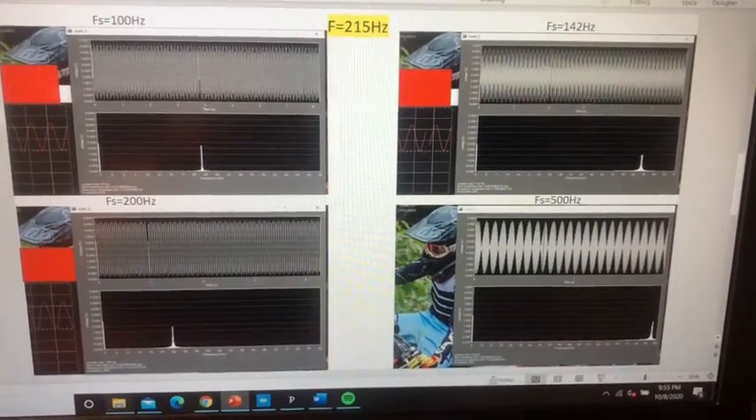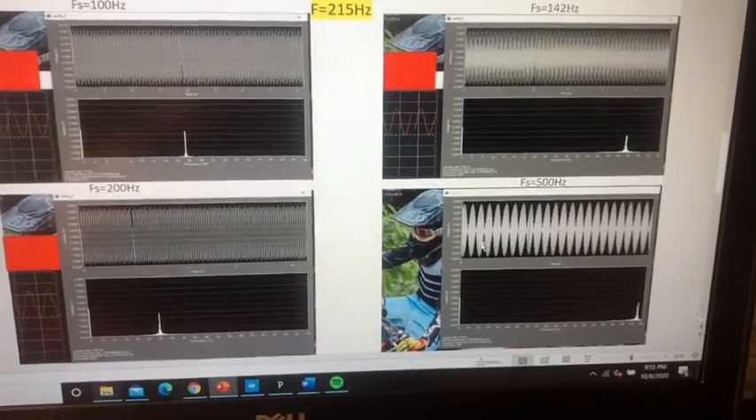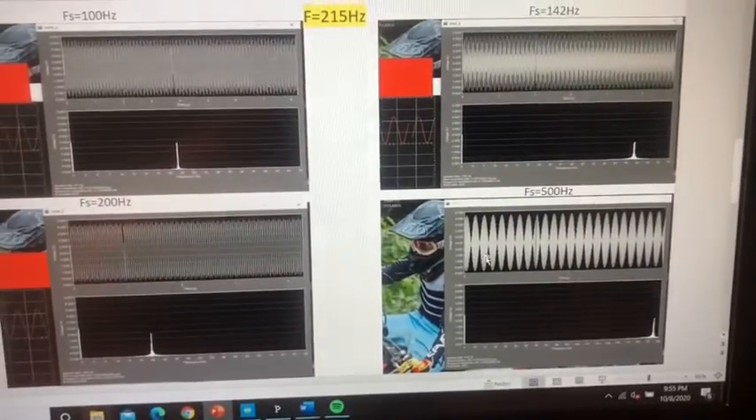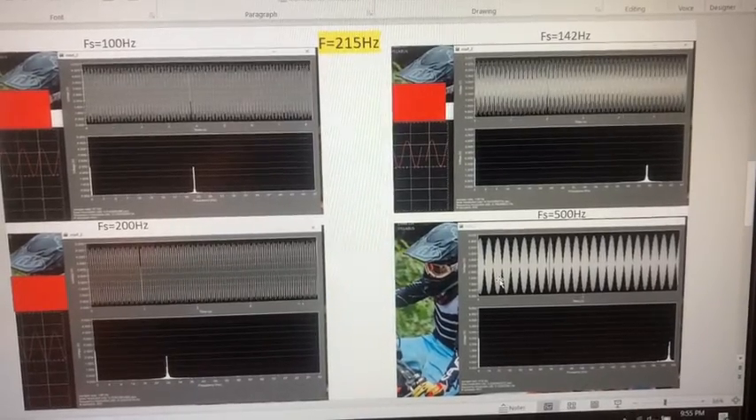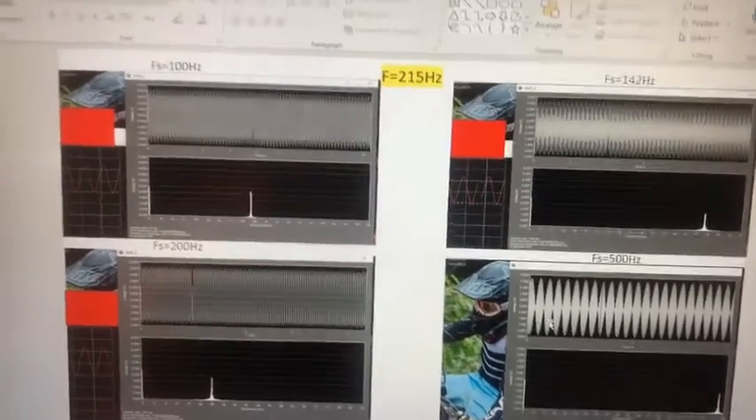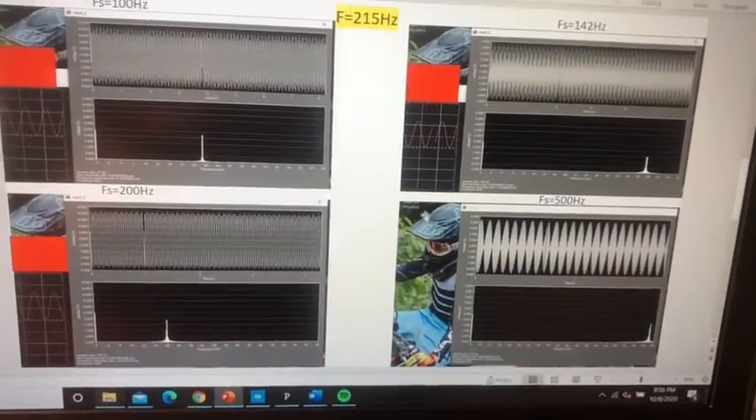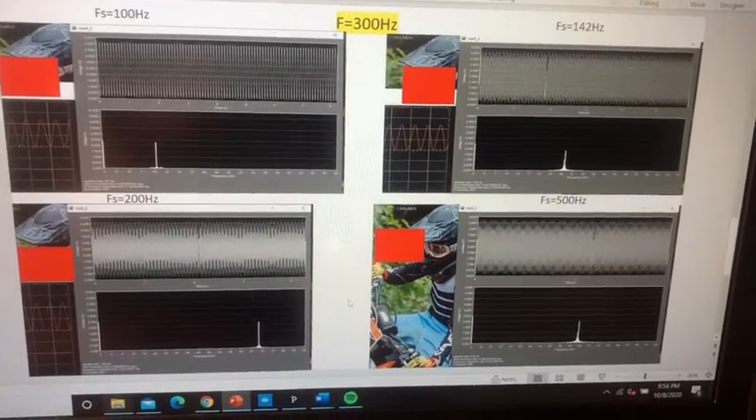Here is for the frequency of 215 hertz. Aliasing occurred everywhere. I would say for the 500 hertz, it was right on the edge of aliasing, really. It was about 10 off of the frequency, so a little bit of aliasing there as well. And then finally, for the 300 hertz signal, all sample frequencies aliased.